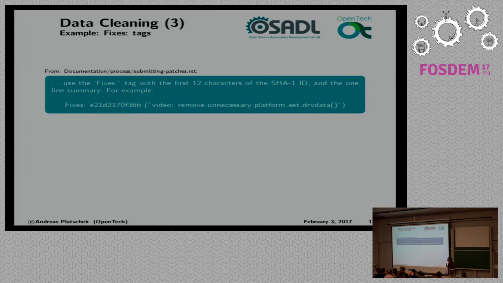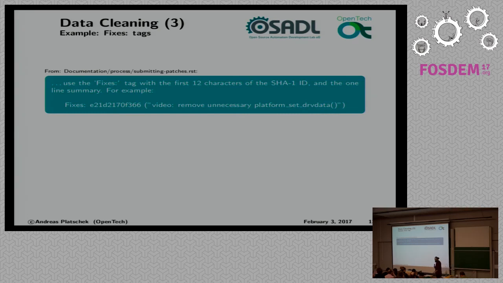Now we're coming back to the fixes tag. Before, I just showed it to you and told you what it's about. Here is the actual definition of how a fixes tag should look like in a patch. So use the fixes tag with the first 12 characters of the SHA-1 ID and the one-line summary. For example, fixes, then the 12 characters and the summary.